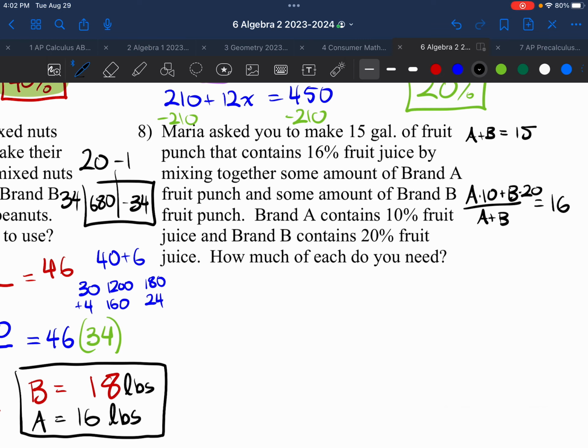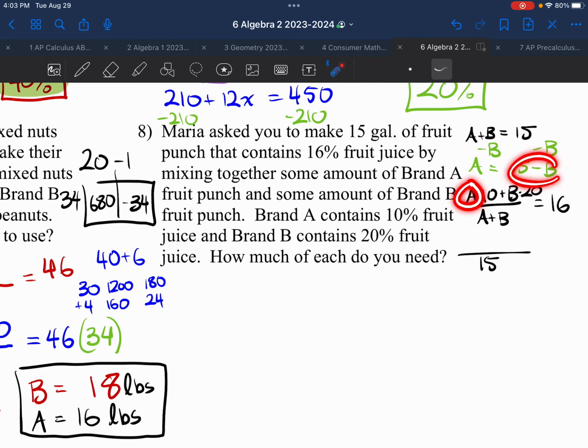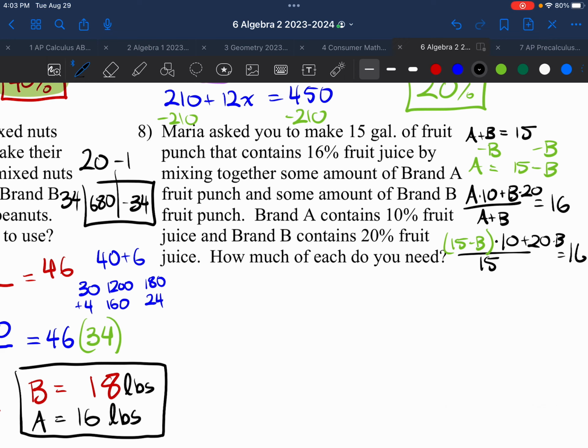All right, well, we know that A plus B is 15, so I can already replace this now with a 15, and I need to do some substitution up here. So let's do substitution. I'm going to subtract B, and I get A is equal to 15 minus B, which means this A right here is 15 minus B. So I'm going to say 15 minus B is that A, and I'm going to rewrite the rest of the equation, times 10 plus 20 times B, and that all has to equal 16.